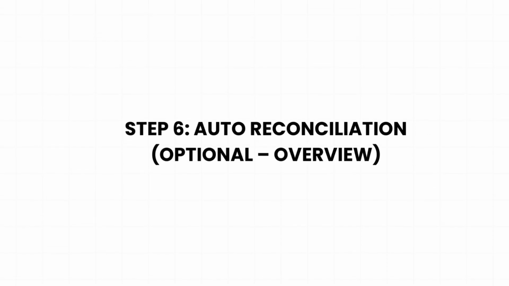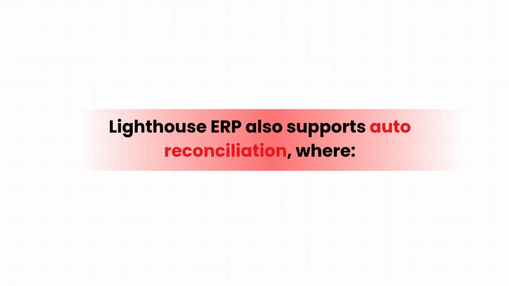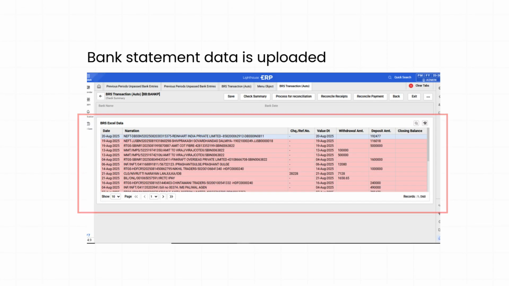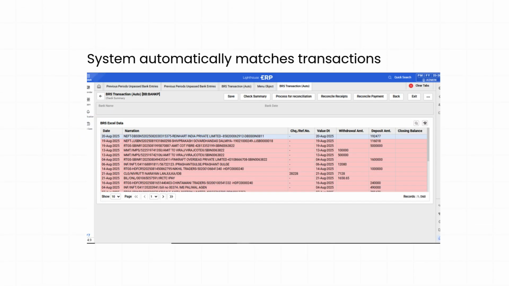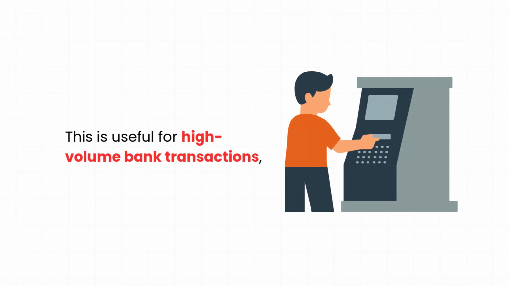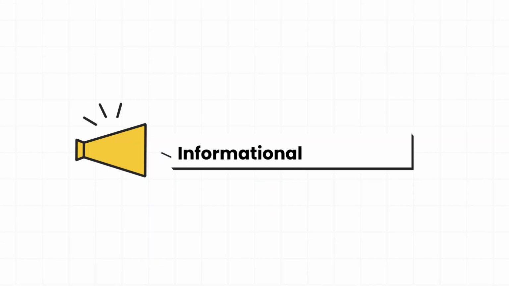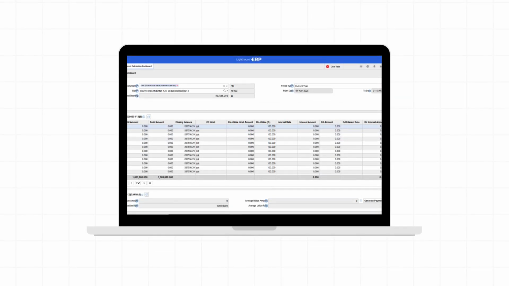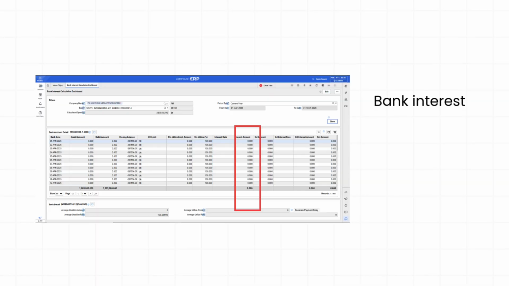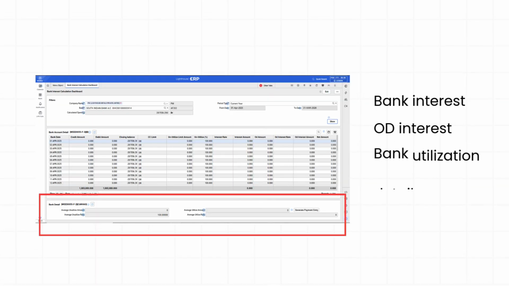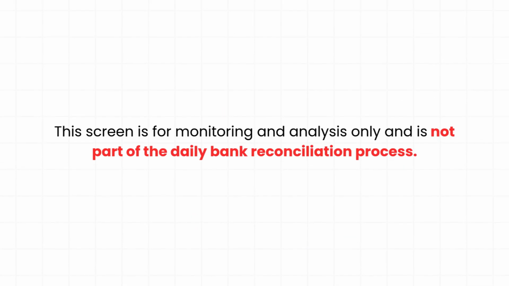Step 6. Auto reconciliation, optional. Overview. Lighthouse ERP also supports auto reconciliation, where bank statement data is uploaded. The system automatically matches transactions. This is useful for high-volume bank transactions. But understanding manual reconciliation first is mandatory. Informational dashboard. This dashboard provides visibility into bank interest, overdraft interest, and bank utilization details. This screen is for monitoring and analysis only and is not part of the daily bank reconciliation process.